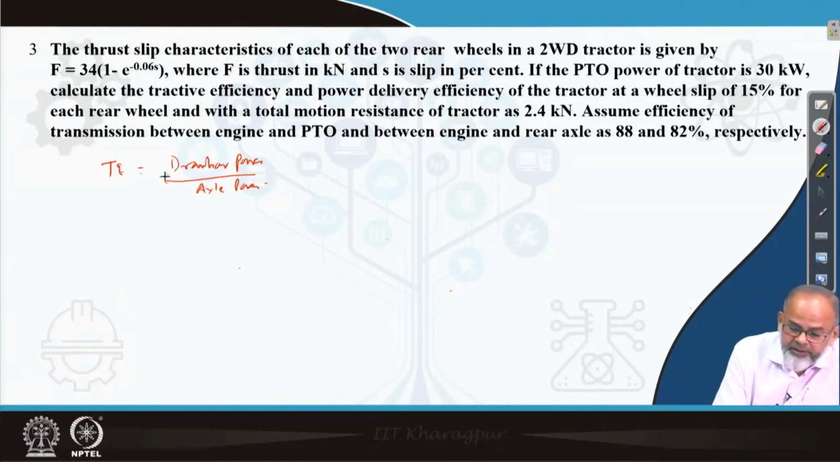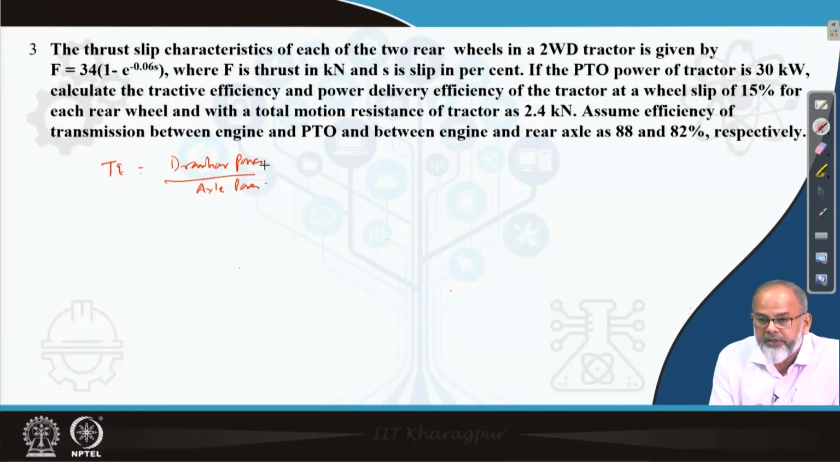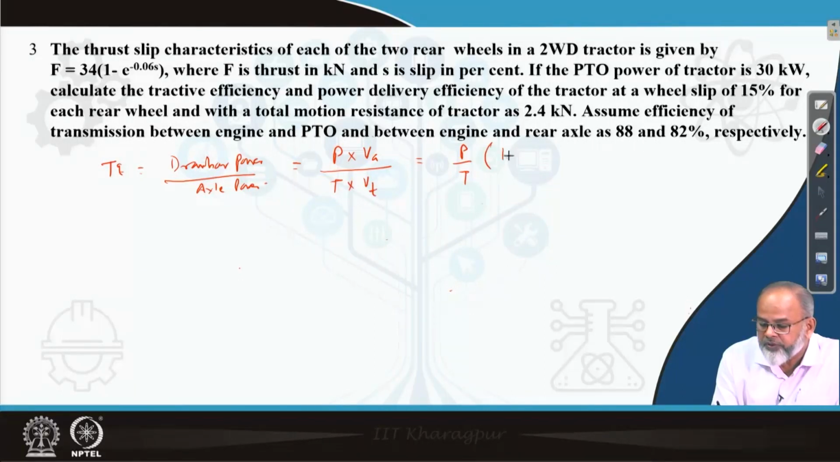To find out drawbar power, you need to know the thrust value. Then deducting the rolling resistance, we will find out pull. So drawbar power is nothing but P into VA. Axle power is nothing but thrust into VT. VA is the actual velocity, VT is the theoretical velocity. So I can write this as P by T into 1 minus S. So now our aim will be to find out P, to find out T.